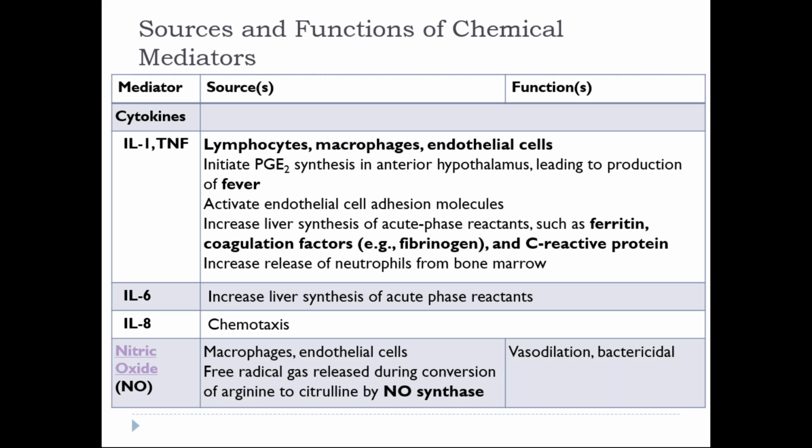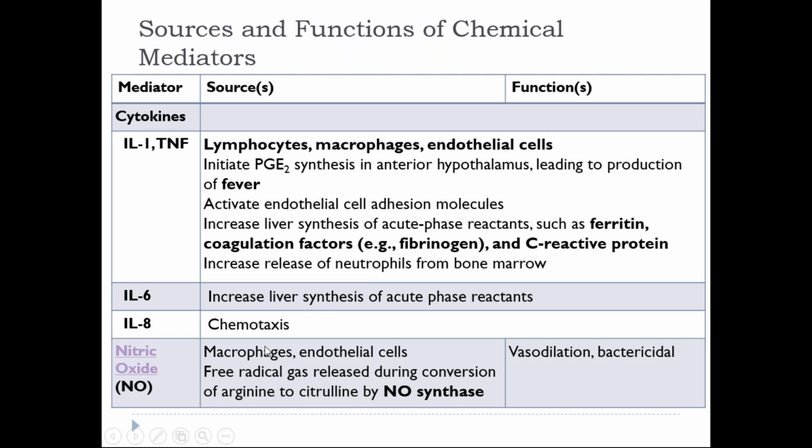They also activate endothelial cell adhesion molecules and increase liver synthesis of acute phase reactants such as ferritin, coagulation factors, and C-reactive protein. So nowadays everybody is asking for ferritin, C-reactive protein, and interleukin 6. The reason being that in patients with COVID-19 these will be elevated: ferritin, interleukin 6, and C-reactive protein, and one more is D-dimer. There is also increased release of neutrophils from bone marrow. All this is caused by interleukin 1 and tumor necrosis factor. Interleukin 6 is involved in acute inflammation, with increased production by the liver, and acts as an acute phase reactant.